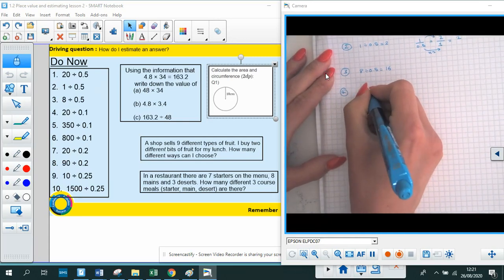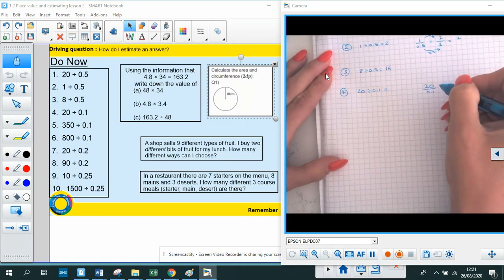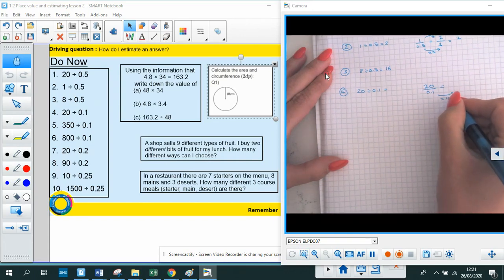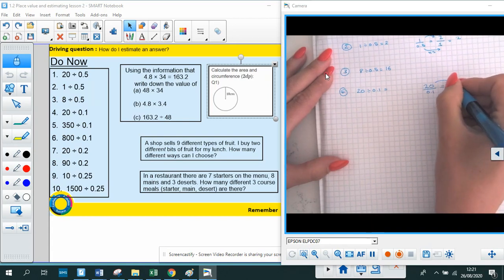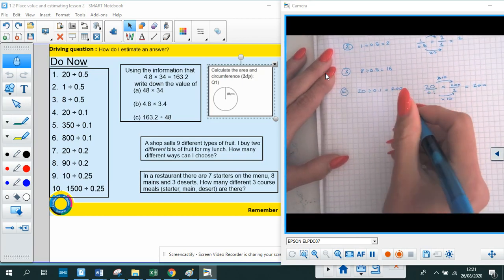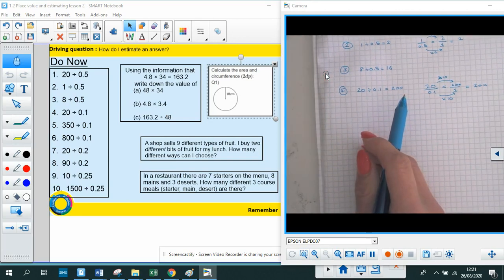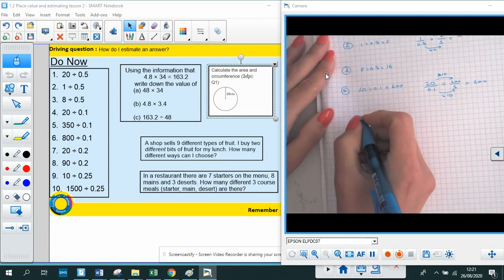20 divided by 0.1. Okay, so over here, I can apply the same method. I want to divide by a whole number because it's much easier. And we can make 0.1 into 1 by multiplying by 10. So in order for that fraction to be equivalent, I need to multiply the numerator by 10. So 200 divided by 1 is 200. So 20 divided by 0.1 is 200. Or dividing by 0.1 is the same as multiplying by 10.